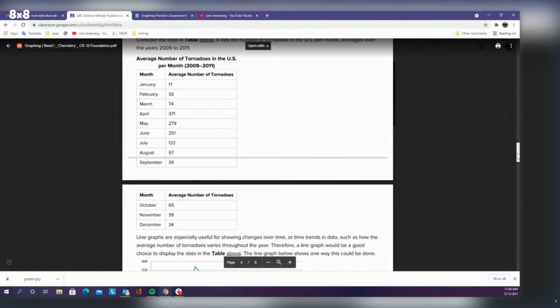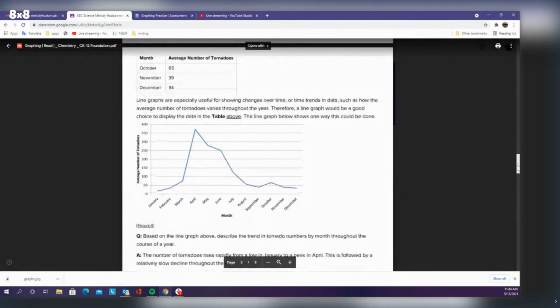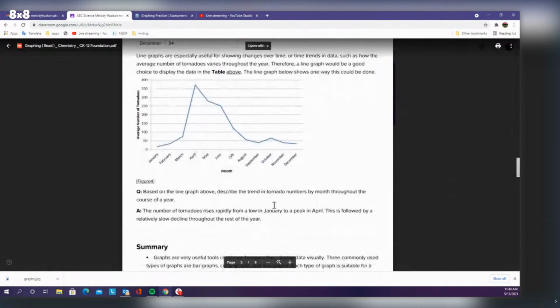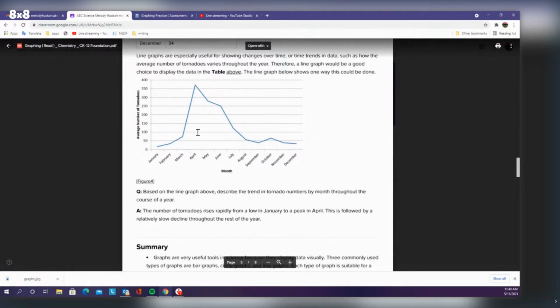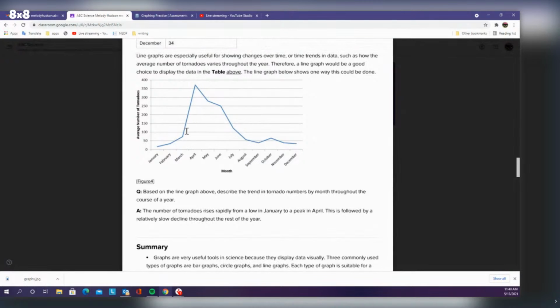So if we want to look at changes over time or trends in data, such as how the average number of tornadoes varies throughout the year, we would put them on a line graph, which is really what I was talking about, our peak tornado period, right? Between April and June, and then we start to fall off. But you can see the peak tornado period quite easily when looking at this line graph.